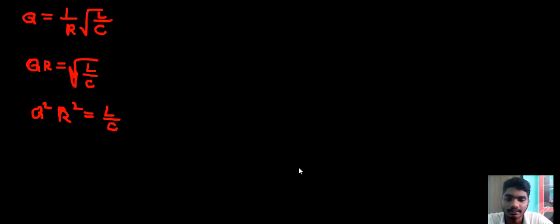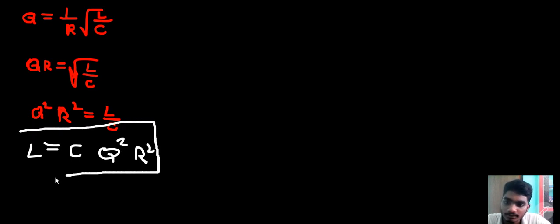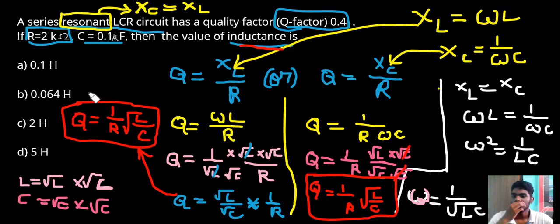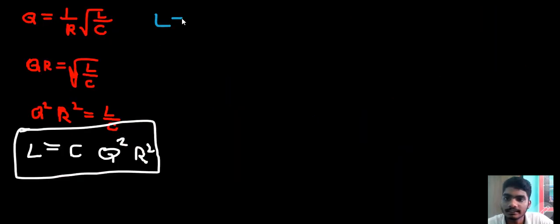Now the inductance value can be written as: the inductance is equal to the capacitance times the square of the Q factor value times the square of the resistance value. So this is the formula, and we can substitute the values here. Now the capacitance is 0.1 microfarad. Micro means 10 power minus 6. Farad is the SI unit of capacitance.